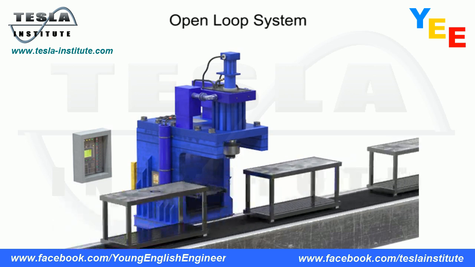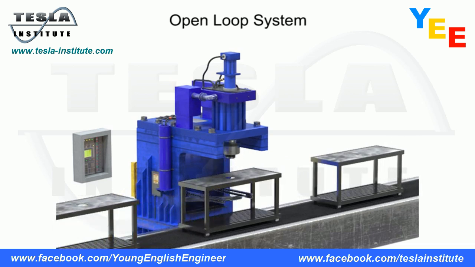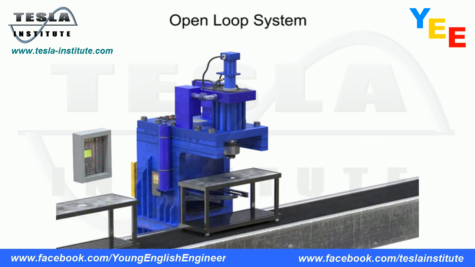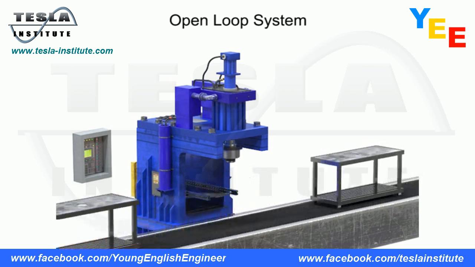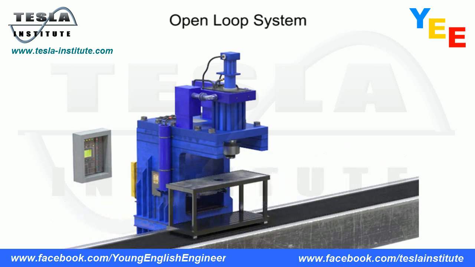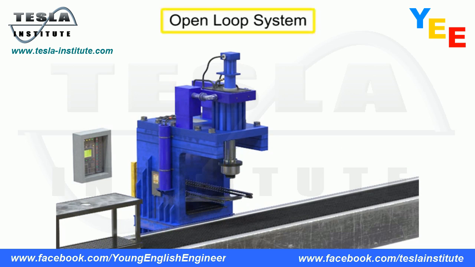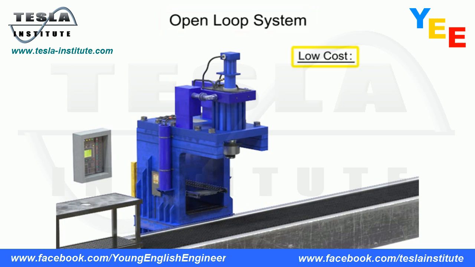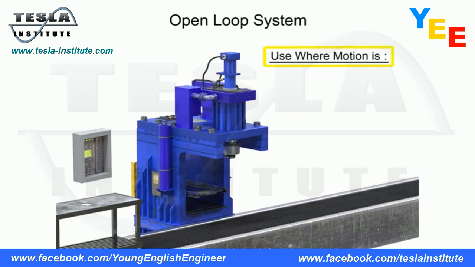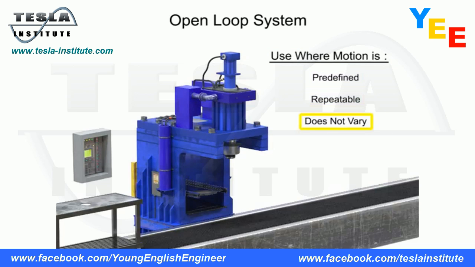Due to their lack of speed control and lack of flexible work positions, open-loop control is useful for well-defined systems where the relationship between input and the resultant state can be modeled. The positions of the robot can be predetermined and the loading environment does not change. Open-loop control systems are typically low cost due to their simplistic design, high repeatability, and controller simplicity. They should be used where motion is predefined, repeatable, and does not vary.